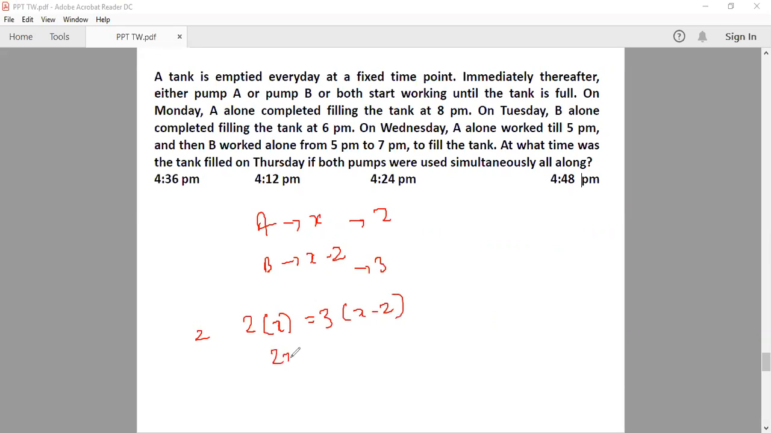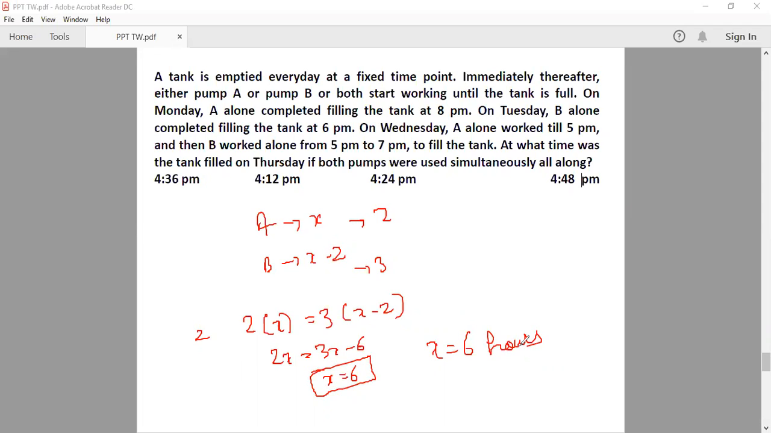So what is 2x is equal to 3x minus 6. So what is the value of x? x comes out to be 6. So here x comes out to be 6 hours. Is it clear to everyone?